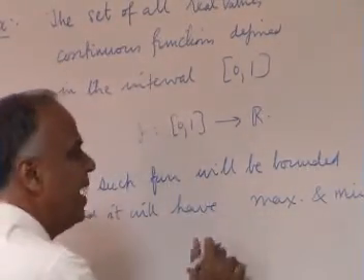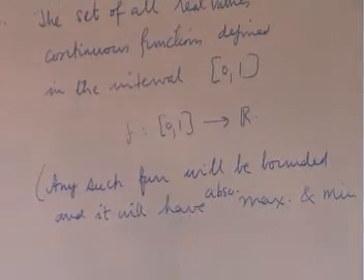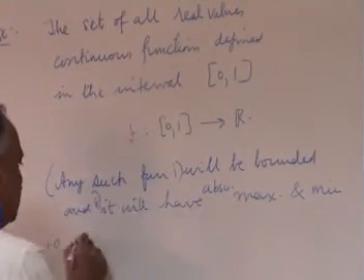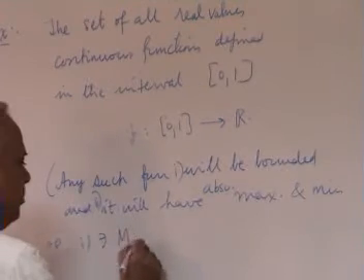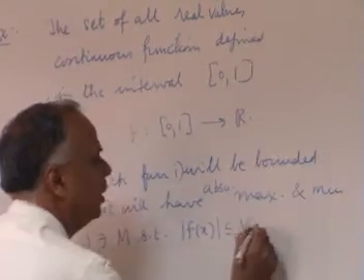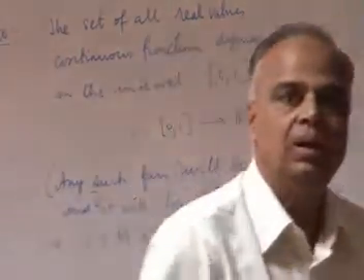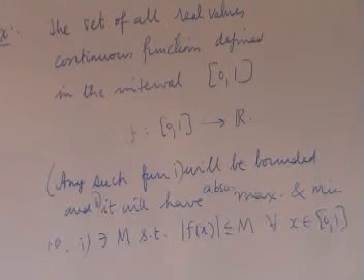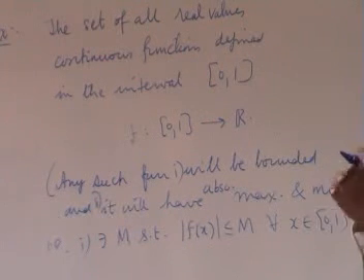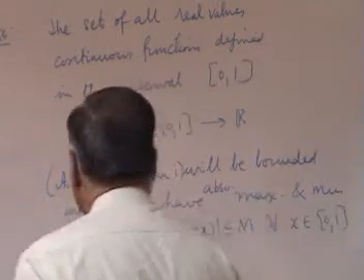When I say absolute maximum and absolute minimum, what do we mean by that? What does one mean? One, there exists an m such that |f(x)| is less than or equal to m for every x in [0, 1]. The function is bounded. The values will not exceed m in absolute value. In other words, if you draw the graph of the function, it should be limited within a certain band.